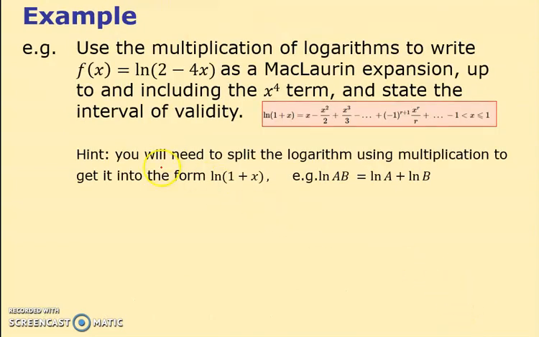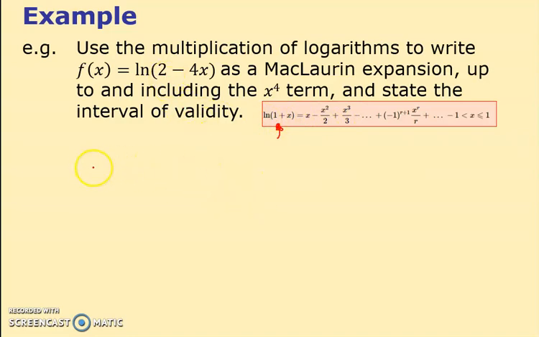Let's have a look at this one. It gives me a hint here. It's f of x equal to the log of 2 minus 4x. And it says you'll need to split the logarithm using multiplication to get it into this form. So that's my hint, and it comes about because the fact that this is the only formula I know I'm given for logarithms. It's a Maclaurin expansion, it works really nicely, but it says log of 1 plus something, and mine doesn't say that. So it says make it equal to that.